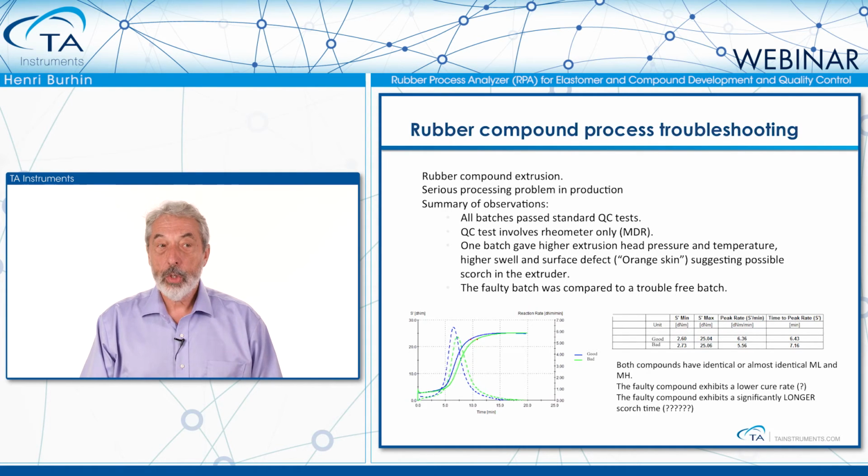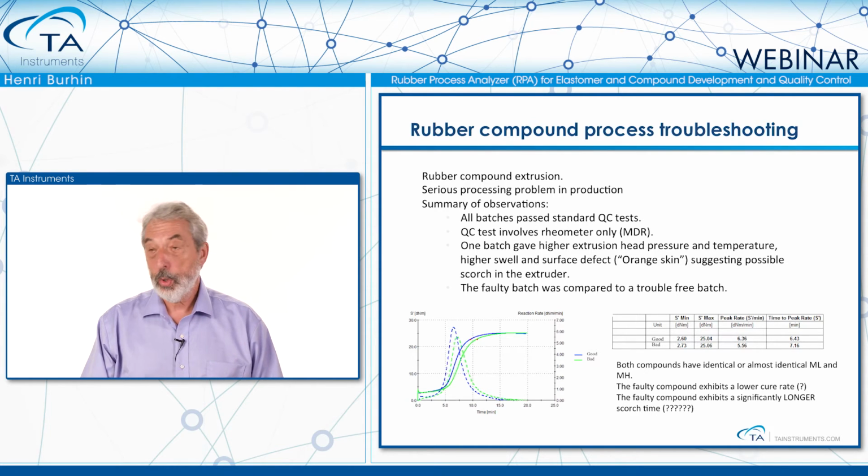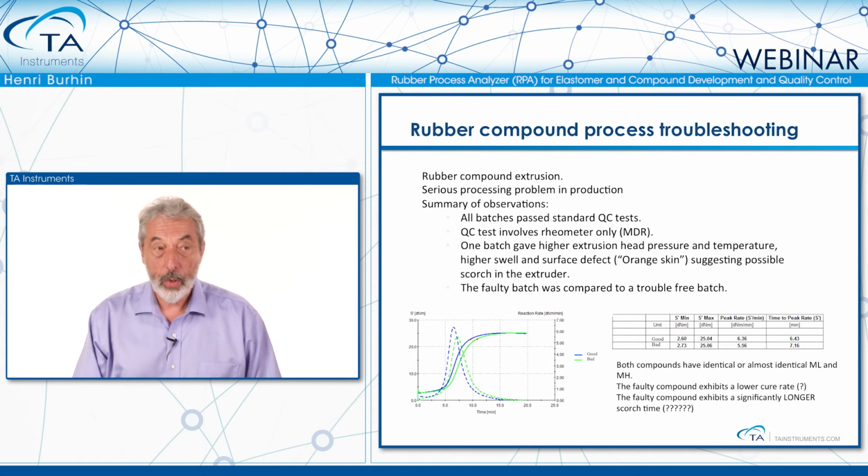One batch gave higher extrusion head pressure and temperature, higher swell, and surface defect. It gives something like an orange skin effect, which is suggesting possible scorch in the extruder. So the faulty batch was compared to a trouble-free batch. So the first test which is run is a cure test.